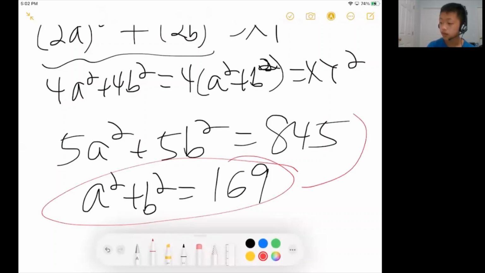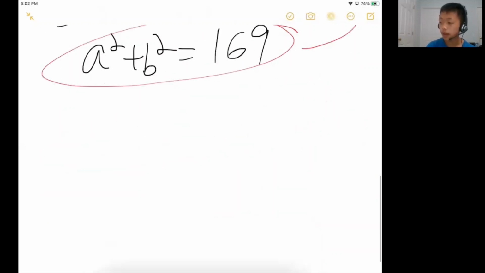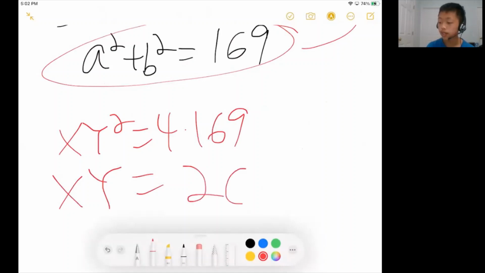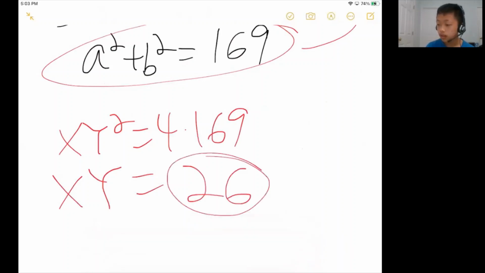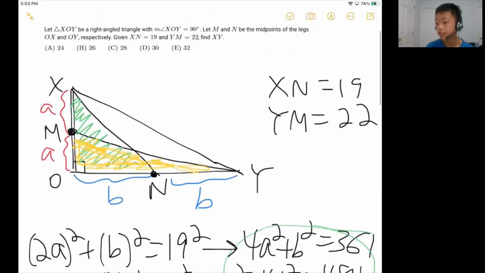So we can substitute that into here, and we get XY squared equals 4 times 169. So XY, you get 26 as the answer. And that would give choice B, which is correct.